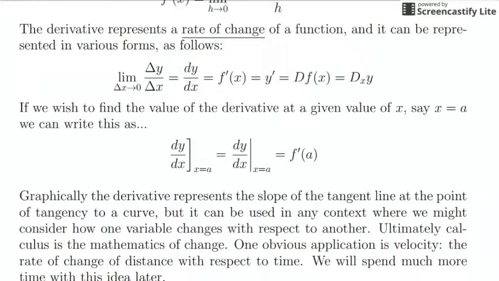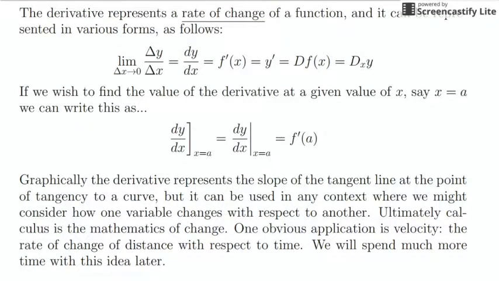Now, graphically, the derivative represents the slope of the tangent line at a point of tangency to the curve. But it can be used in any context where we might consider how one variable changes with respect to another. And this is a lot of what you're going to see in this course, as we explore some of the applications of this idea. In fact, you might be shocked at just how useful it is to know what the slope of the tangent line at a specific point is. You're going to see this pop up all over the place, from business to biology to physics.